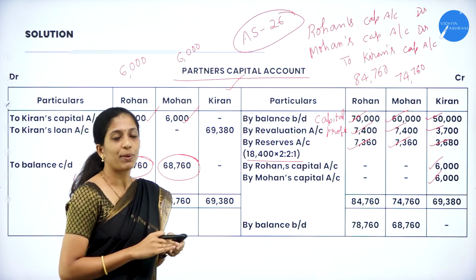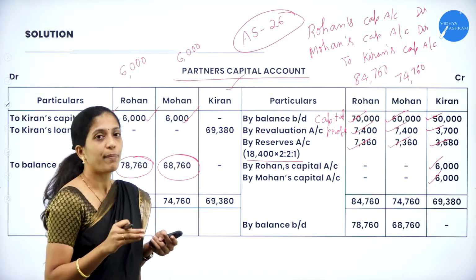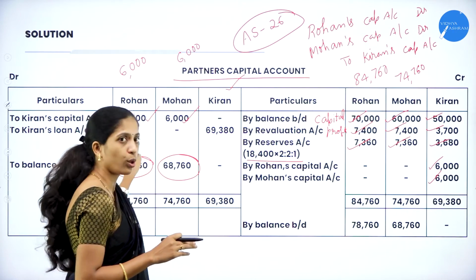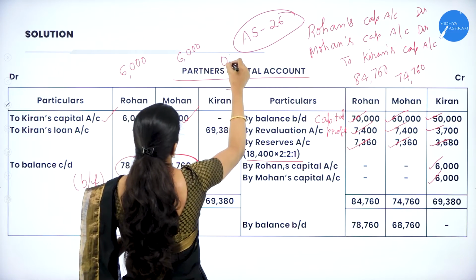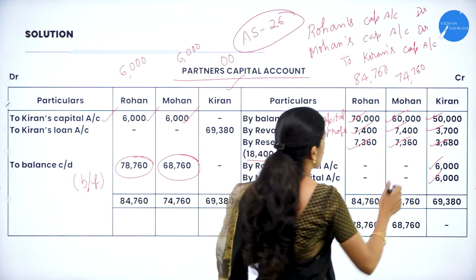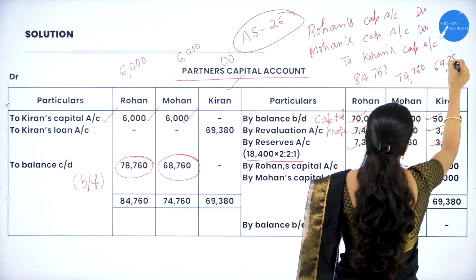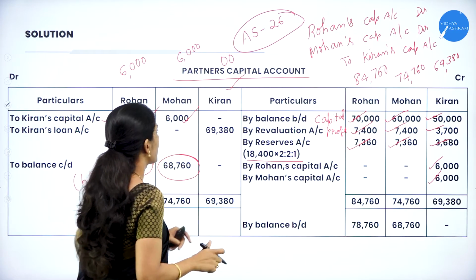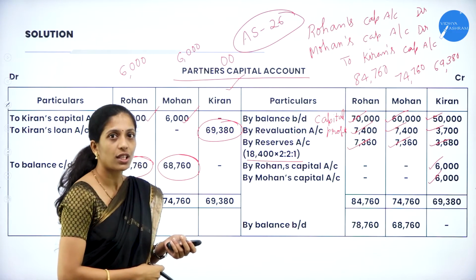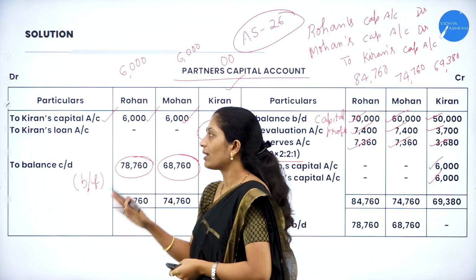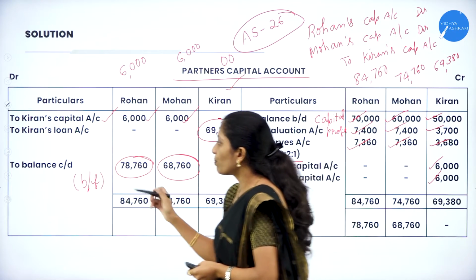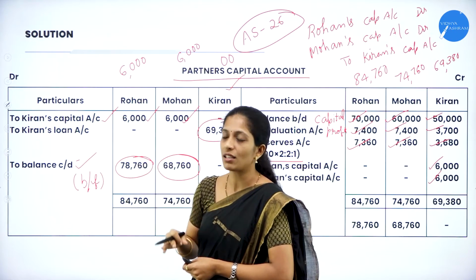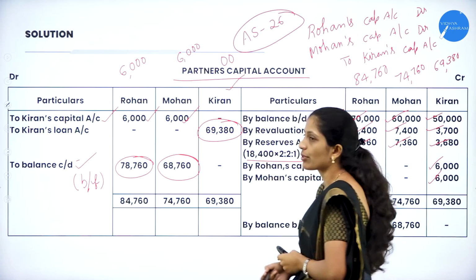Now what about the retiring partner? The retiring partner is Kiran. Now we have to balance, but the balance has to be transferred to his loan account. So how to record to Kiran's loan account? If you see the debit side, it is 0, whereas coming to the credit side, the total of credit side is 69,380. Since the credit side is more, write 69,380 on both sides, minus 0. So you'll get a balancing figure of 69,380, which should not be carried down; it has to be transferred to his loan account. So before writing this carried down, we have to record the retiring partner's loan account balancing figure. So, to Kiran's loan account 69,380.